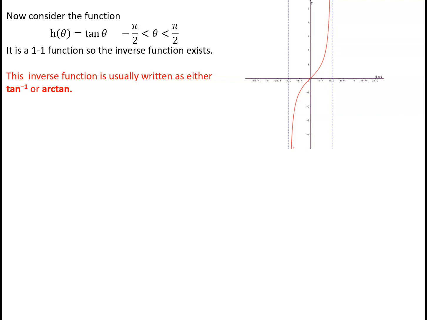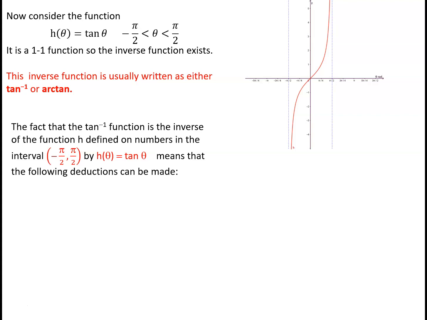This inverse function is usually written as either tan to the minus 1 or arctan. The fact that the tan to the minus 1 function is the inverse of the function h, defined on the numbers in the interval from minus pi by 2 to pi by 2 by h of theta equals tan theta, means that we can again make deductions from the general properties of inverse functions.